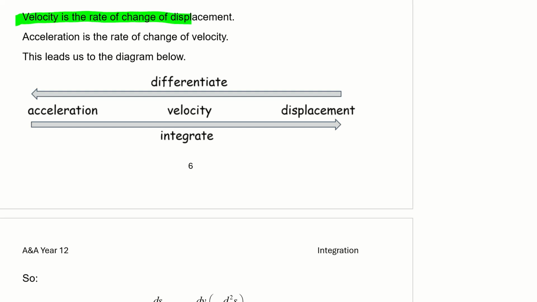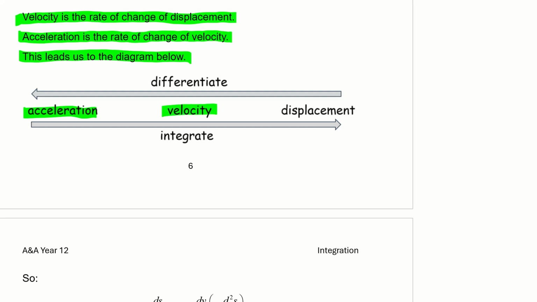Velocity is the rate of change of displacement. Acceleration is the rate of change of velocity. This leads us to the diagram below, and this diagram should always be in your mind when you're doing kinematics. I have acceleration, velocity, and displacement.